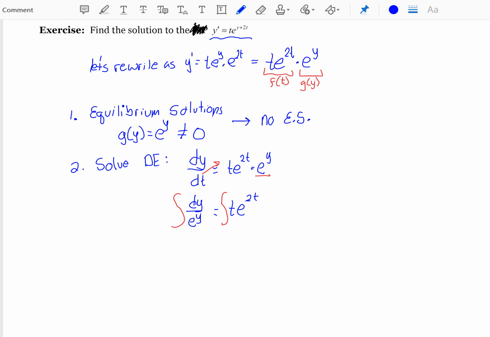Now to help me with this, I still want to use some integration techniques we remember from calculus, and this division by e to the y seems unnecessary if we choose to introduce negative exponents. So maybe write this as the integral of e to the negative y dy equals the integral of t e to the 2t. There's not a negative there. dt. Looks like I forgot the dt on our previous line, so let's write that as well.